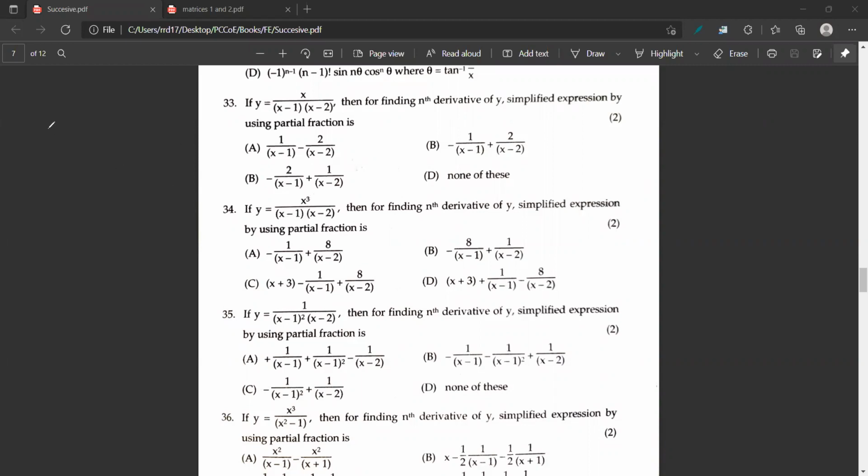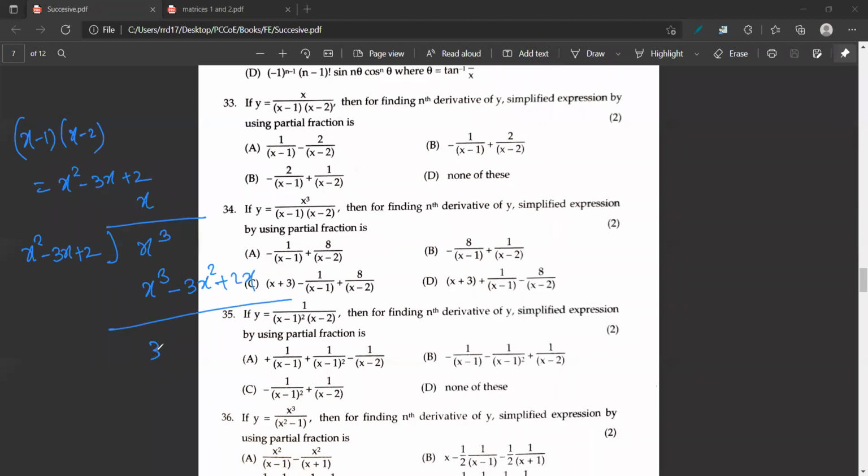So firstly multiply these two. What is x minus 1 into x minus 2? We get x square minus 3x plus 2, right? And now just divide x cube by x square minus 3x plus 2. If we divide it into x cube, what do we get? Write x here. We get x cube minus 3x square plus 2x. If we do the subtraction, we'll get 3x square minus 2x.